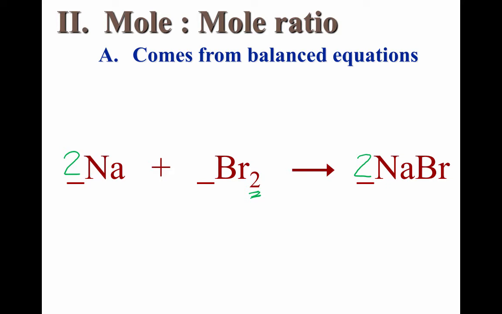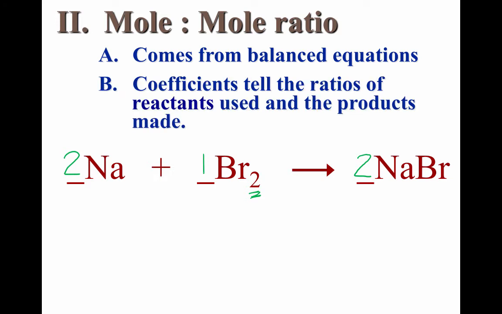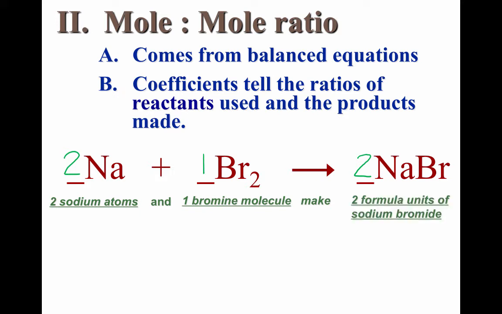These coefficients tell us something important about this equation. They tell the ratio of reactants used and products produced. For example, 2 sodium atoms will require 1 bromine molecule. This will form 2 formula units of sodium bromide. Notice that I use the term atoms to describe sodium, since it is a single unbonded element. When I describe the bromine, however, I use the term molecule, because it is 2 atoms bonded together with a covalent bond. Finally, when describing sodium bromide, I use the term formula unit, since this is an ionic compound.